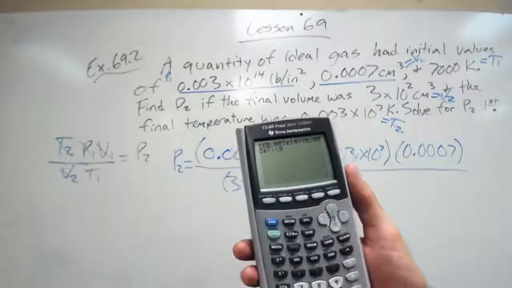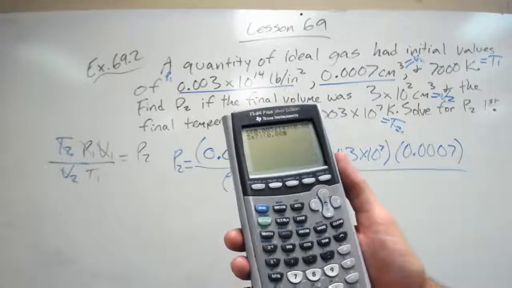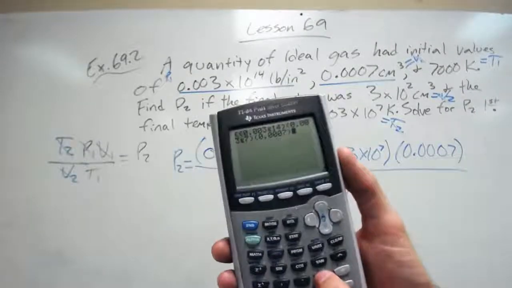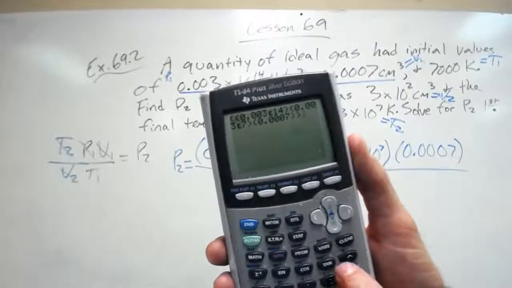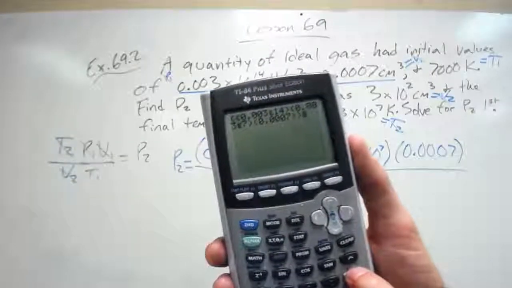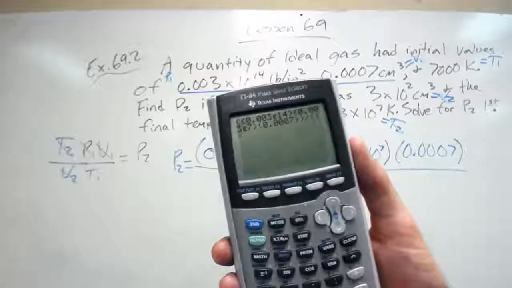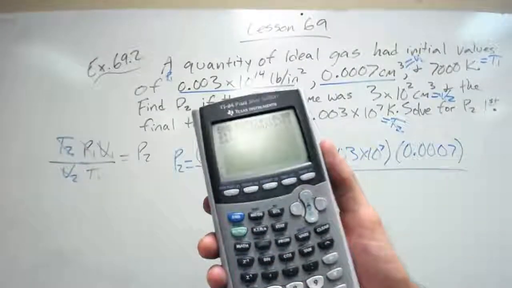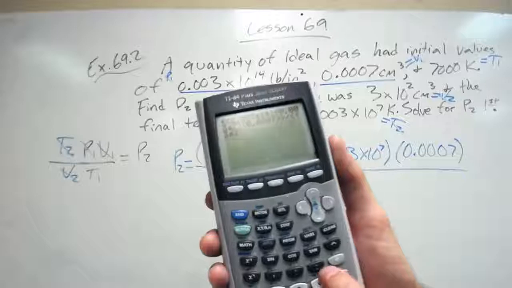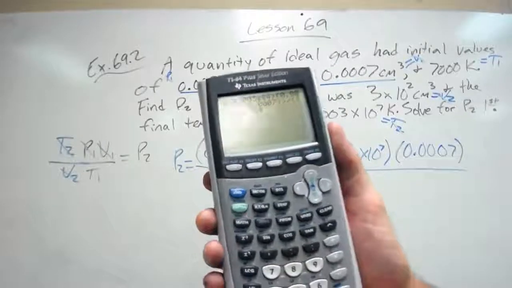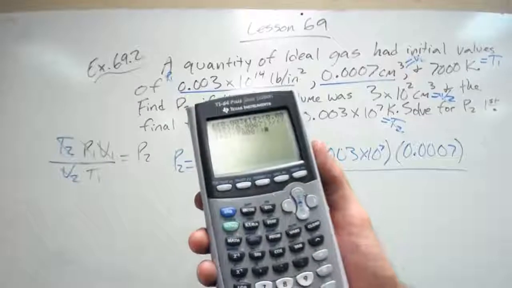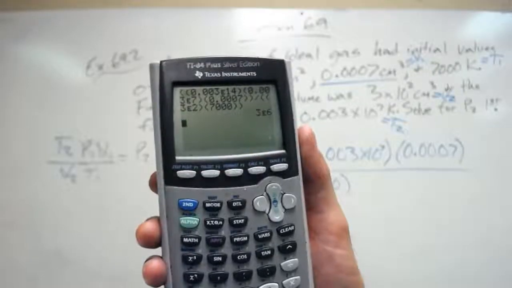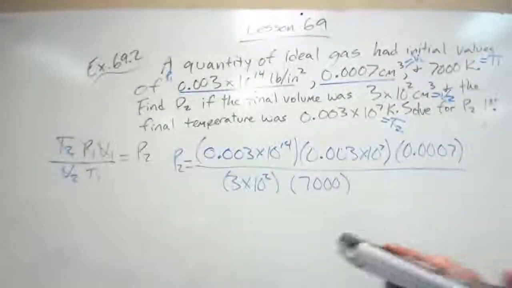open parentheses, 0.0007. It's trying to trip us up with all the zeros. Since this is the last set of parentheses, I'm going to put double parentheses around it to make sure it doesn't confuse our order of operations. Then divided by double parentheses again on the bottom: 3, times 10 to the second power, close parenthesis, open parenthesis, 7,000, double close parentheses. Hit enter, and I get 3 times 10 to the 6th. 3e to the 6th is 3 times 10 to the 6th.